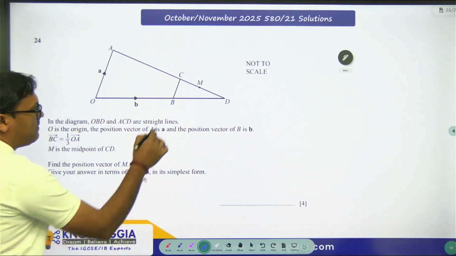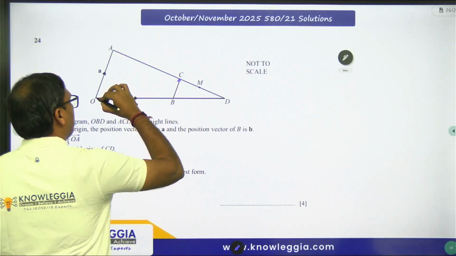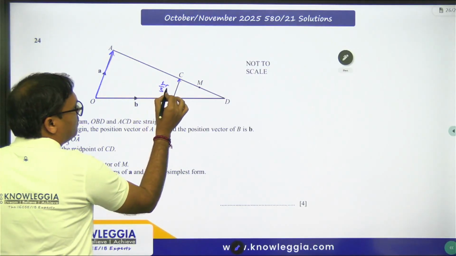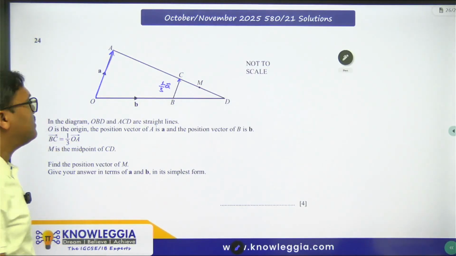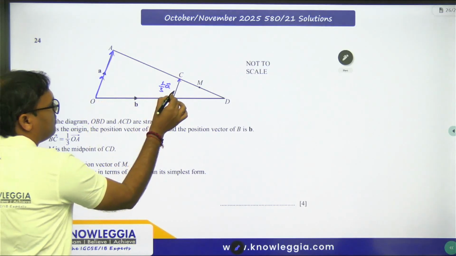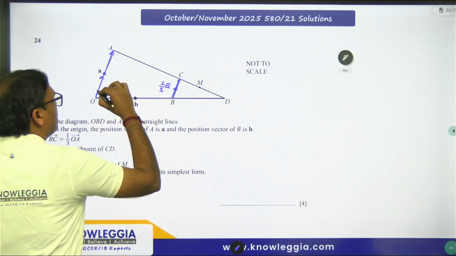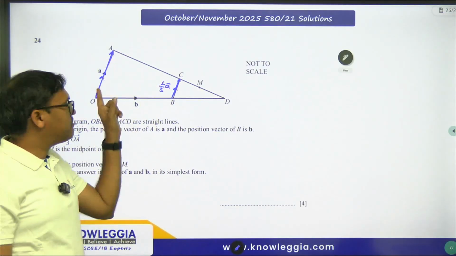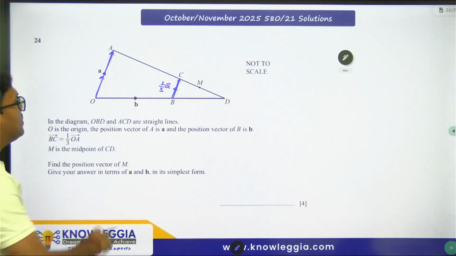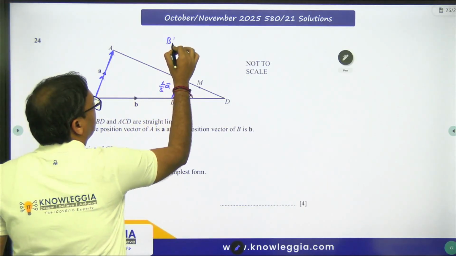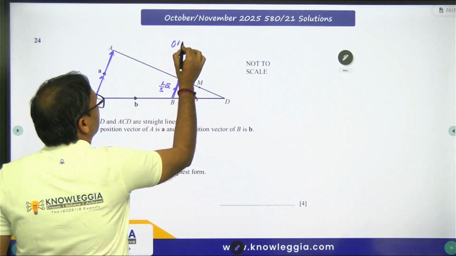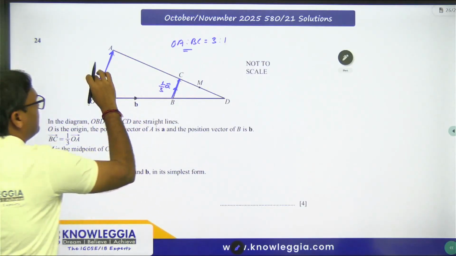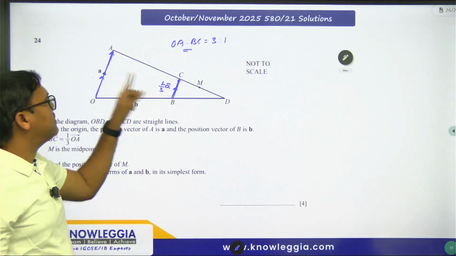Now this is very important. BC vector is 1/3 of OA vector. That is, this is 1/3 of the A vector. So what I can say is, these two lines are parallel because this is some scalar times the A vector. That is, this is parallel to this. And you can see the ratio of OA to BC is 3 is to 1. This is 1/3, that is, a 3 is to 1 ratio.